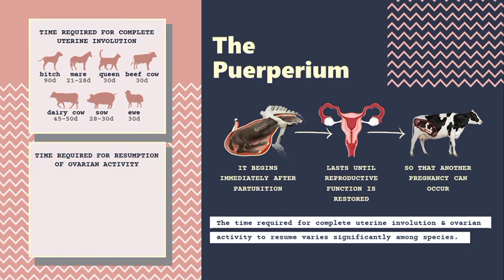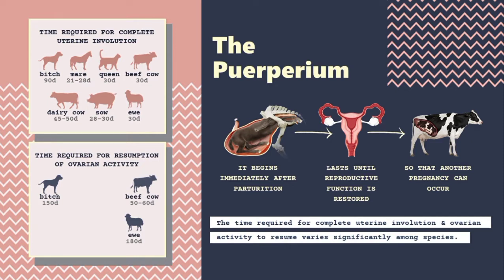Shown on the lower left part of the slide is another data showing the time required for resumption of ovarian activity in various female species. Among the presented animals, the ewe requires the longest time for resumption of ovarian activity, which is 180 days, followed by the bitch, which requires 150 days, and the beef cow with 50 to 60 days.